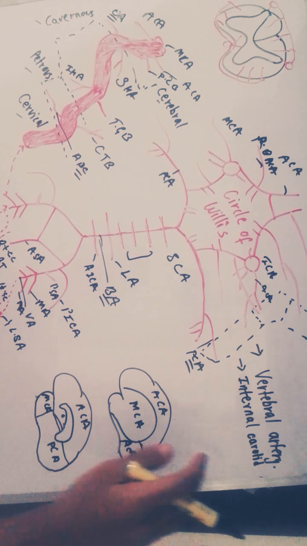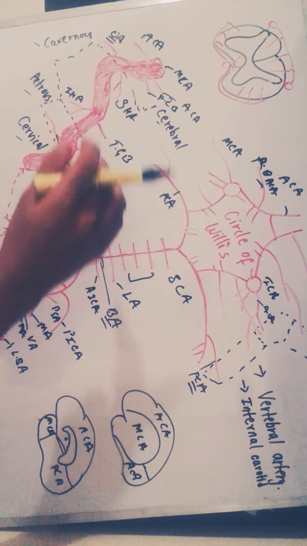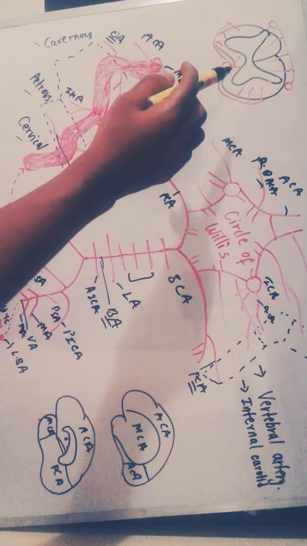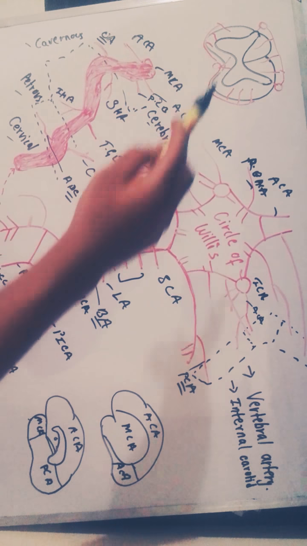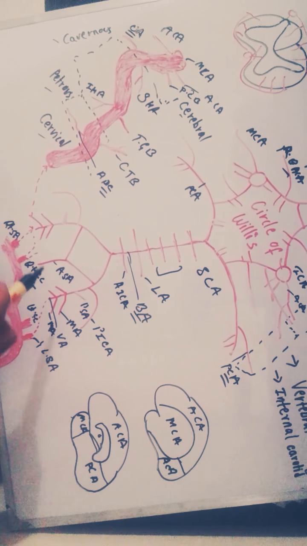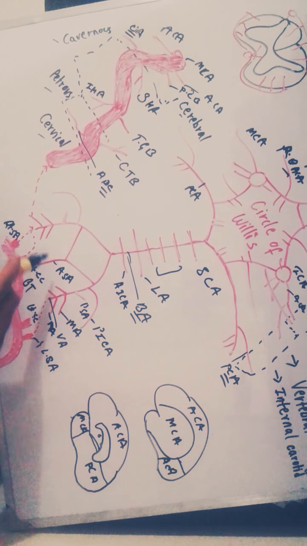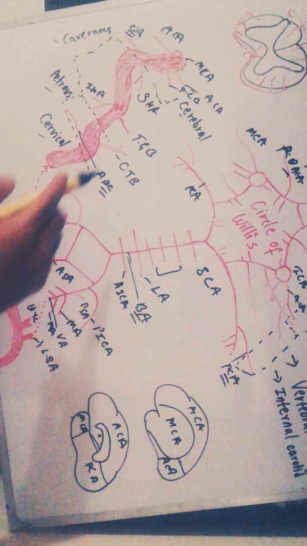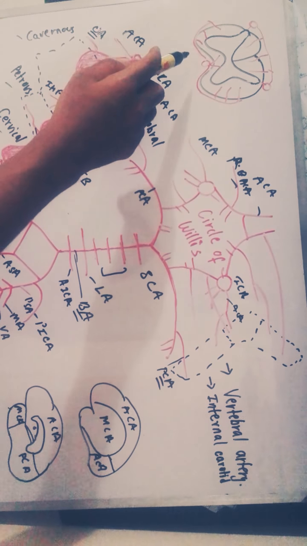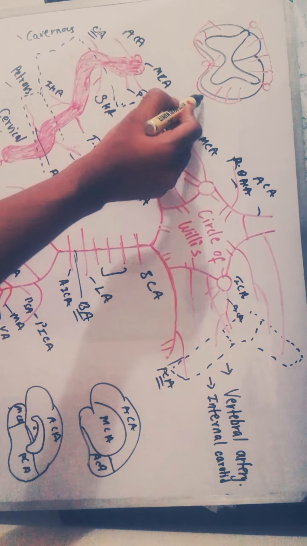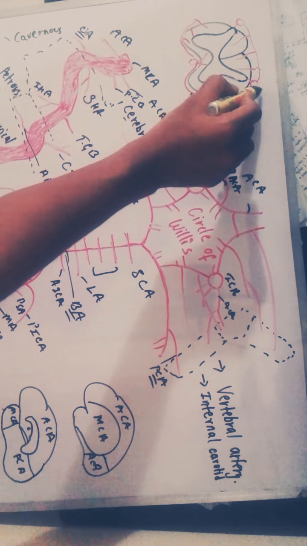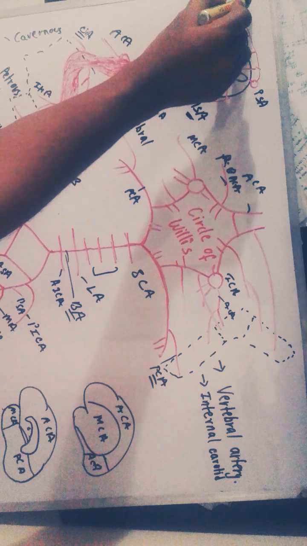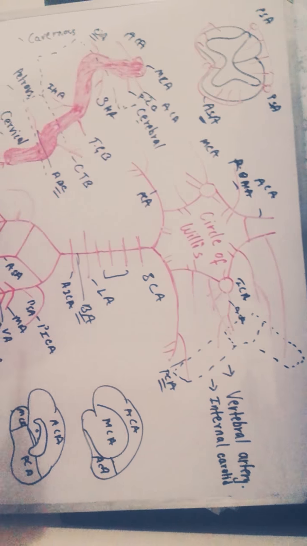So now let's see the spinal cord. In the spinal cord there are the anterior spinal artery and posterior spinal artery, as discussed here. Anterior spinal artery, there is only one, and there are two posterior spinal arteries. Anterior spinal artery supplies the anterior two-thirds of the spinal cord, and the two posterior spinal arteries supply the posterior one-third of the spinal cord.